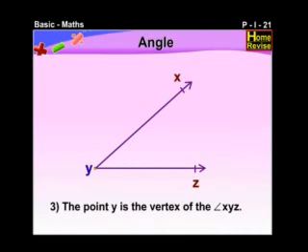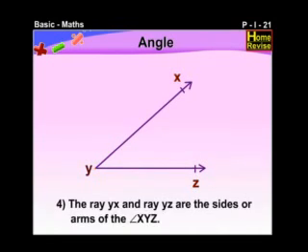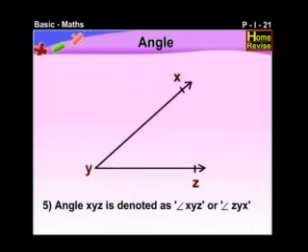The point Y is the vertex of angle XYZ. The ray YX and ray YZ are the sides, or arms, of the angle XYZ. Angle XYZ is denoted as angle XYZ or angle ZYX.